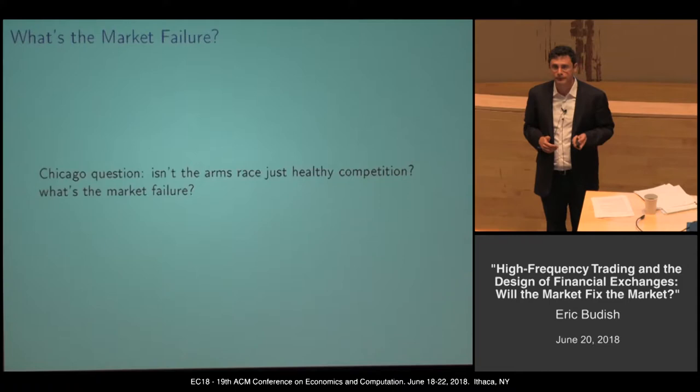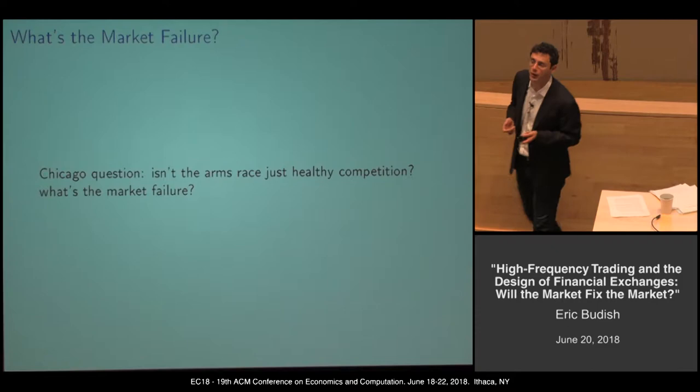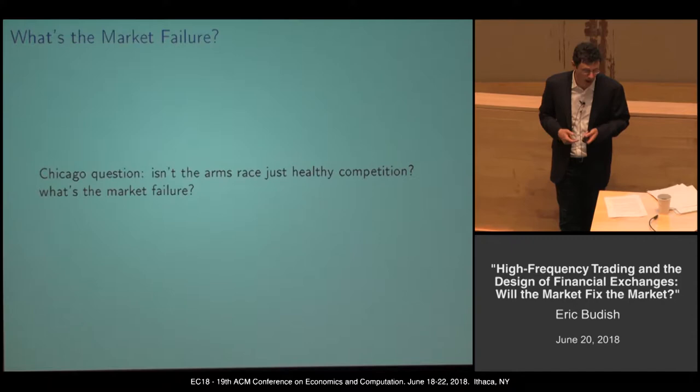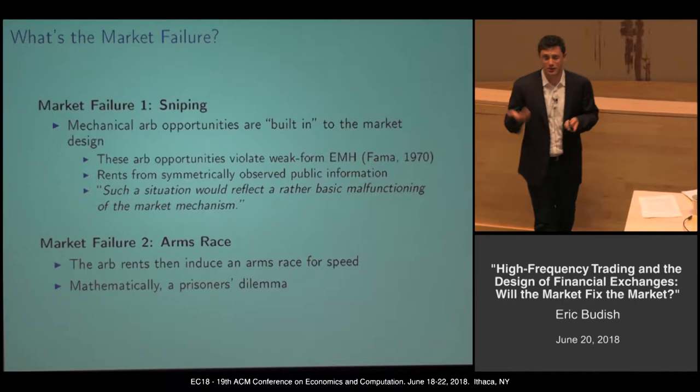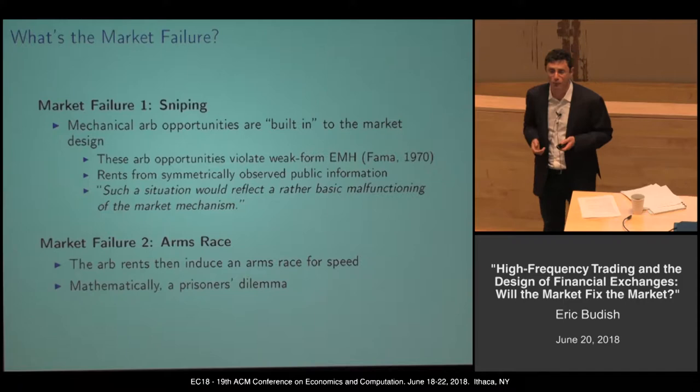So I'm a Chicago economist. I get asked by my colleagues and I ask myself, what exactly is going wrong here? What's the market failure? Why isn't the race for speed just a form of healthy market competition? And this paper is really a tale of two market failures. The first market failure is sniping, is rents from symmetric public information. These aren't supposed to exist. They, to quote the Nobel Committee, represent a malfunctioning of the market system.